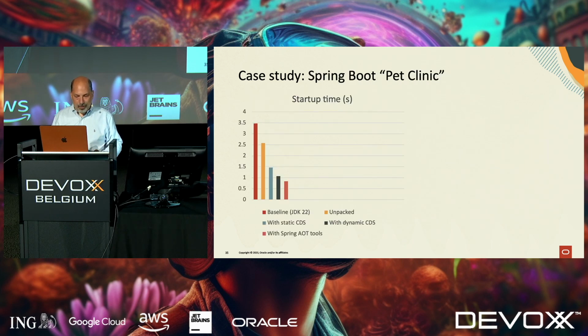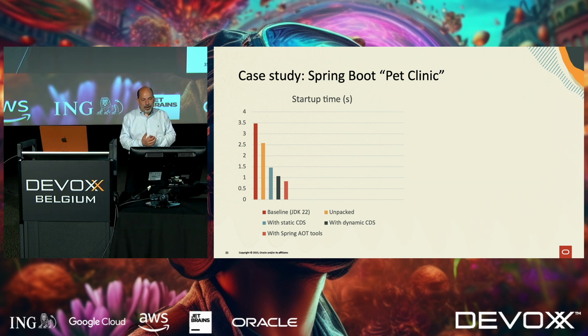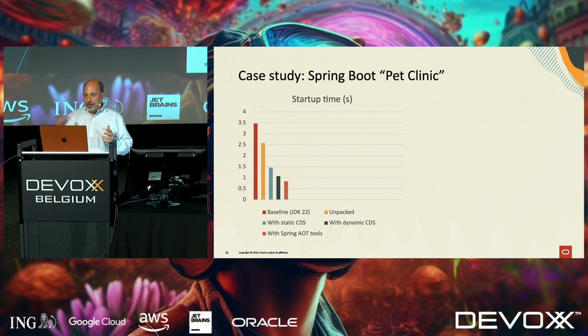All right, the last example I want to give, and then we will wrap up, is Spring Boot Pet Clinic, which is a typical Hello World++ Spring application. There are a few data points here. The first bar is startup time with just ordinary JDK 22, no tricks. The yellow bar involves unpacking the application, which eliminates a lot of activity of loading classes out of jars, which is something that people do all the time when they deploy these applications anyway.